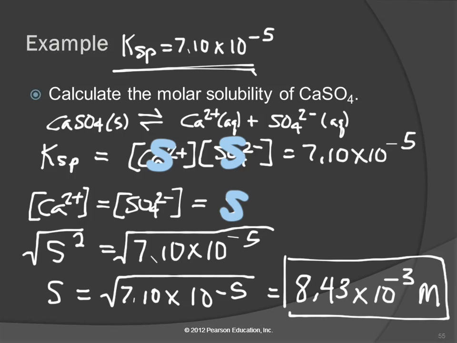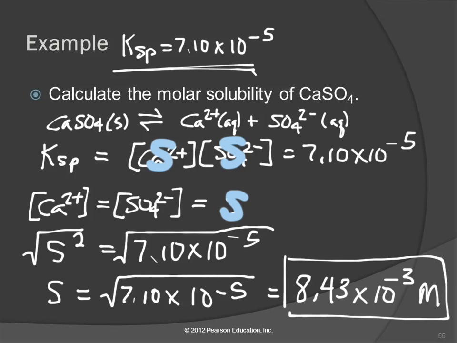But at least you'll be familiar with the whole idea of the equilibrium expression and an idea of how to solve them. So we're only going to do ones where this is a 1-to-1 ratio. And so basically it comes down to the solubility ends up being the square root of the solubility product constant. Any questions?